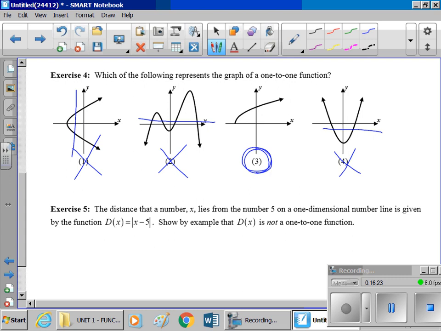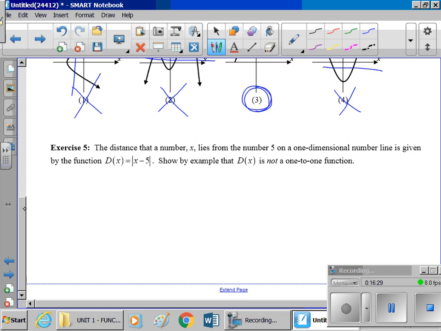Exercise 5. The distance that a number x lies from the number 5 on a one-dimensional number line is given by the function d of x equals absolute value of x minus 5. That, by the way, is the definition of absolute value. How far a point is from 0 on the number line. It says show by example that d of x is not a one-to-one function.